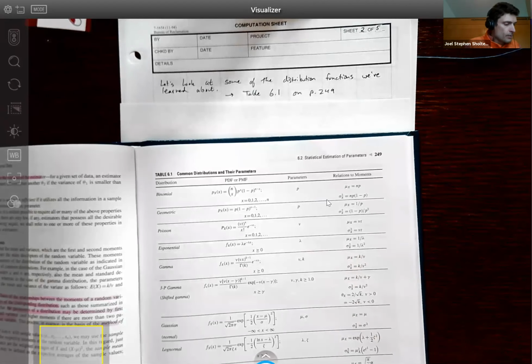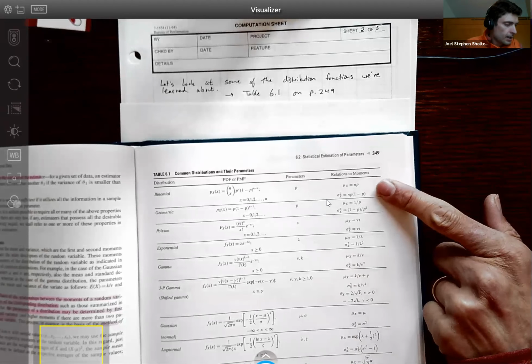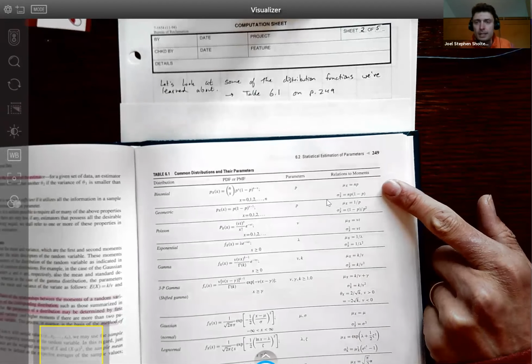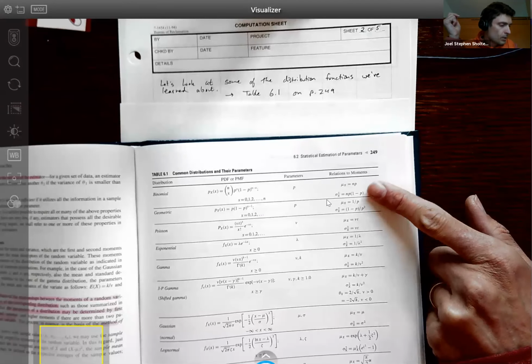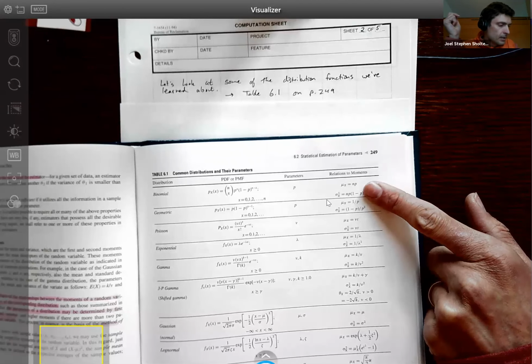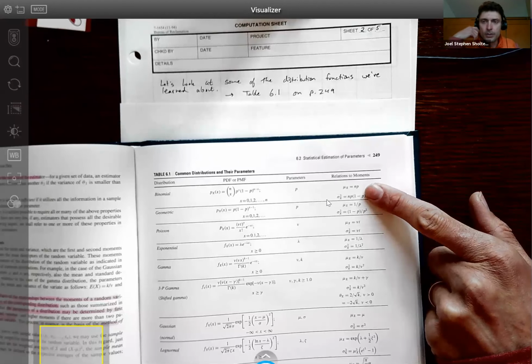So what the method of moments does then is it says, okay, if we have a data set, we take the mean and standard deviation of that. We can relate the mean and standard deviation to these parameters that we're interested in.